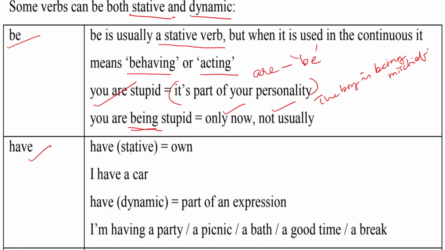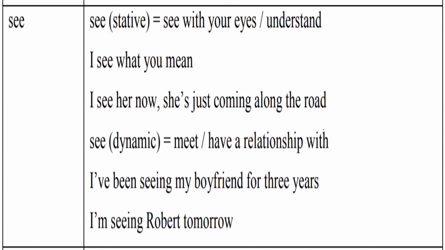Now have. Have in stative means own. I have a car. In dynamic meaning or in action verb meaning, part of an expression. Example, I am having a party. I am having a picnic. I am having a bath. I am having a good time. I am having a break. Or I am having breakfast. Like that.